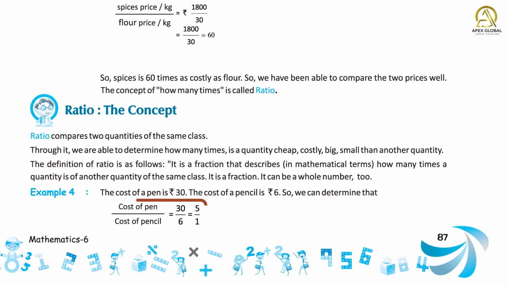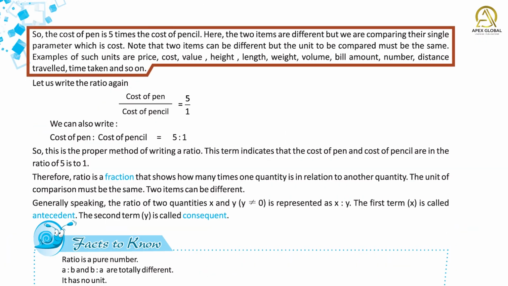Example 4. The cost of a pen is rupees 30. The cost of a pencil is rupees 6. So, we can determine that cost of pen upon cost of pencil equals 30 upon 6 is equal to 5 upon 1. So, the cost of pen is 5 times the cost of pencil. Here, the two items are different, but we are comparing their single parameter, which is cost. Note that the items can be different, but the unit to be compared must be the same.